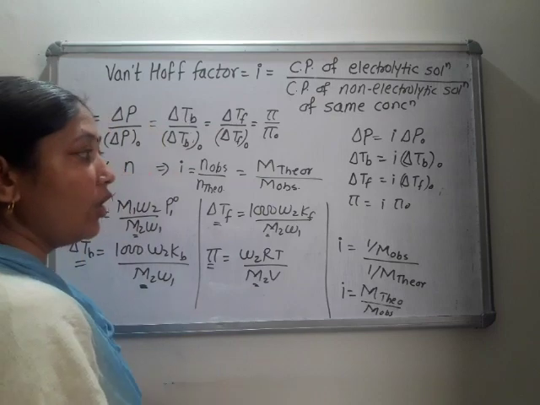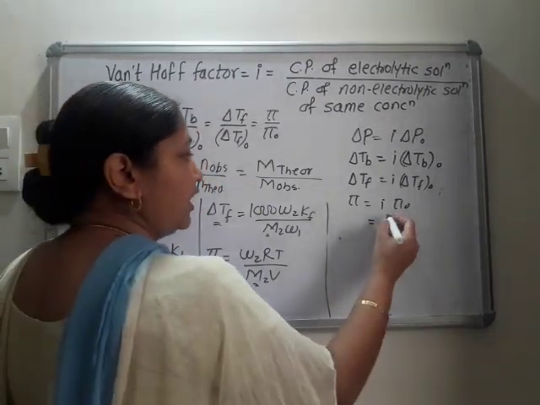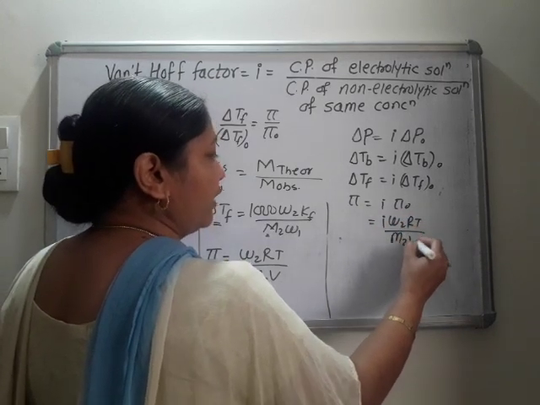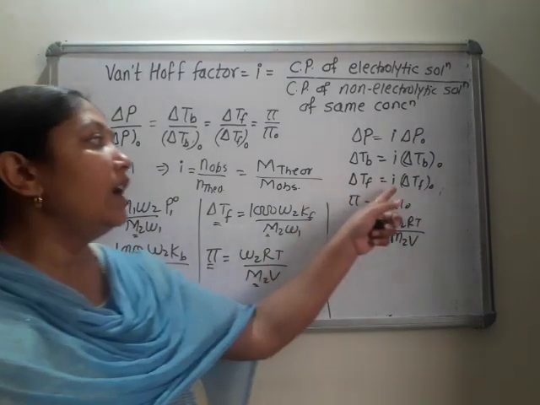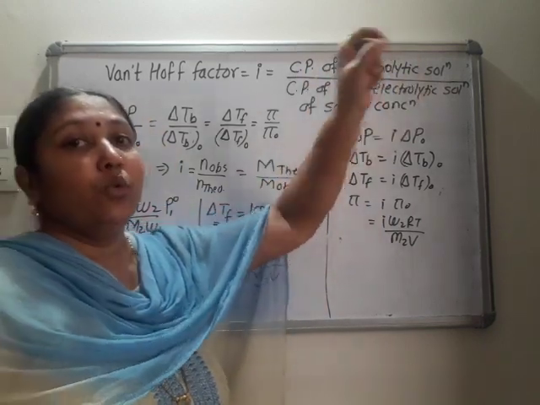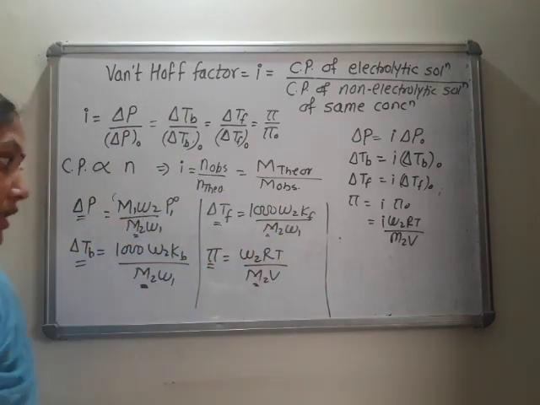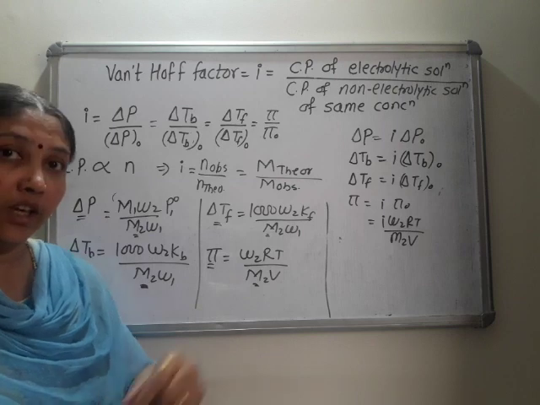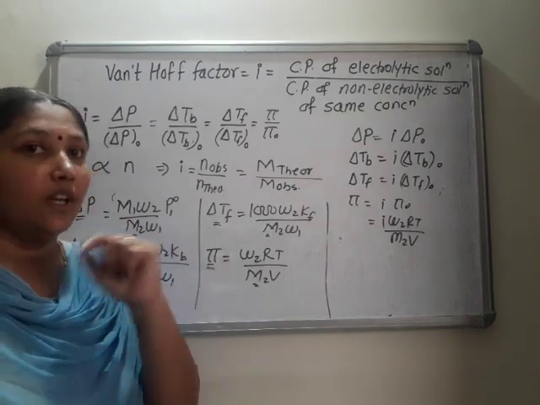What is pi naught? Pi naught is nothing but W2RT upon M2V. So this is i into W2RT upon M2 into V. Similarly here, we have to put the actual formula and multiply by i, and we will get the colligative property due to electrolytic nature, due to dissociation of that substance. Clear this point?